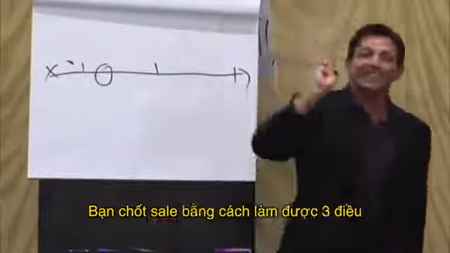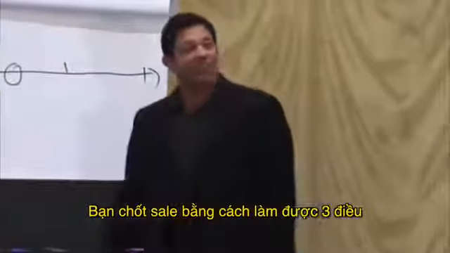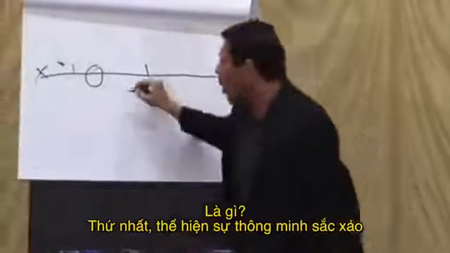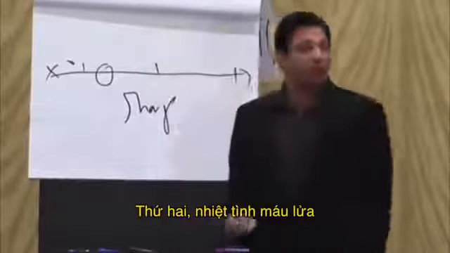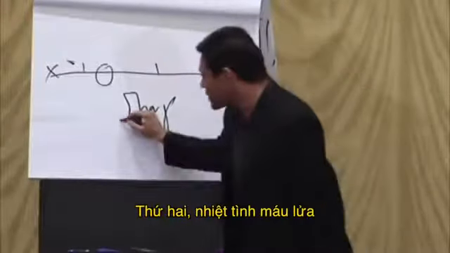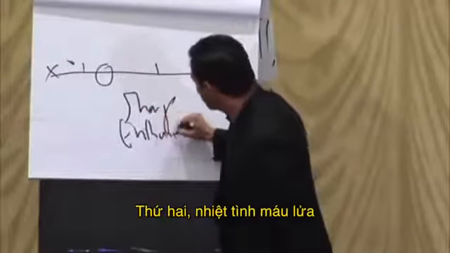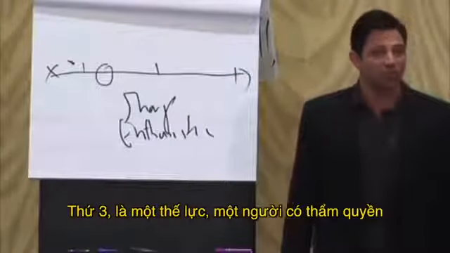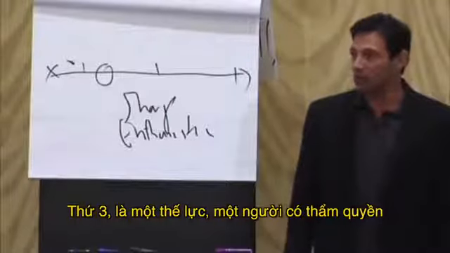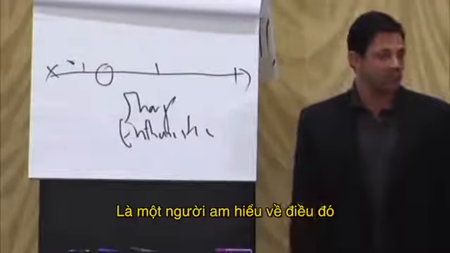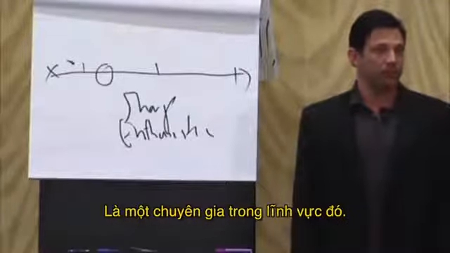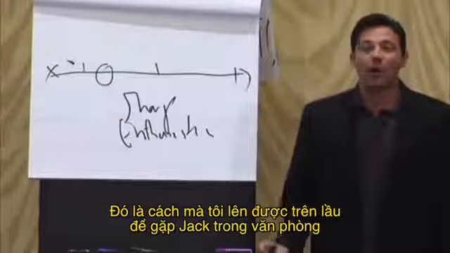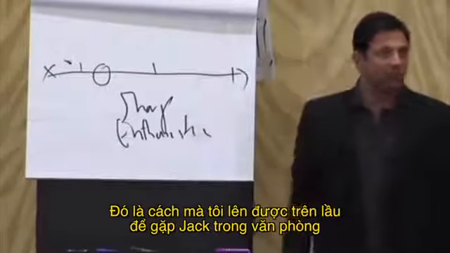You're closing with your tone. You're closing by establishing the 3 magic bullets. That I am what? Number 1, sharp as a tack. 2, enthusiastic as hell. 3, I am a force to be reckoned with, an authority figure, an expert in my field. That's how I got upstairs to Jacob's office.